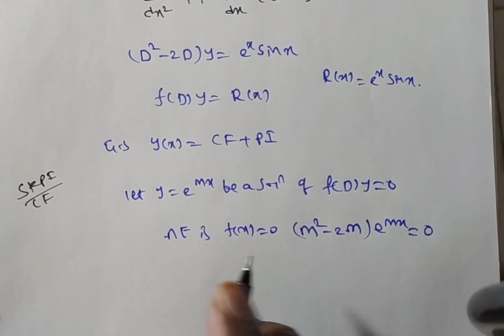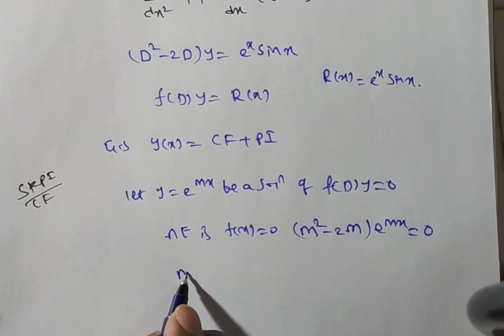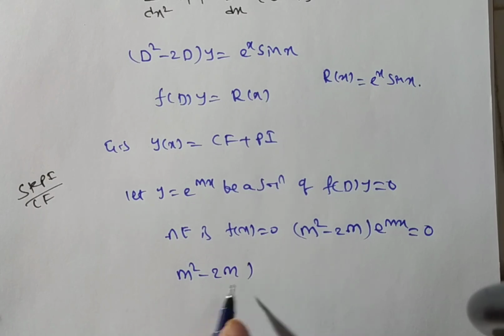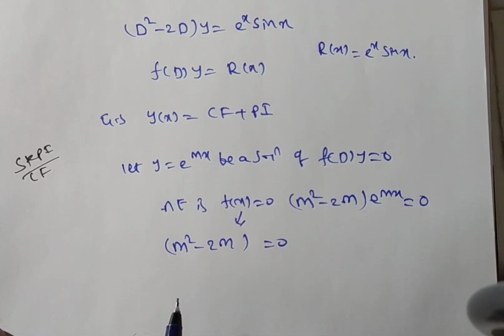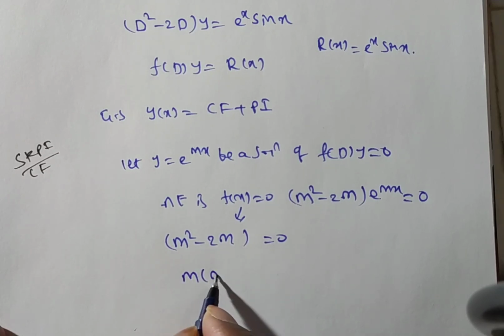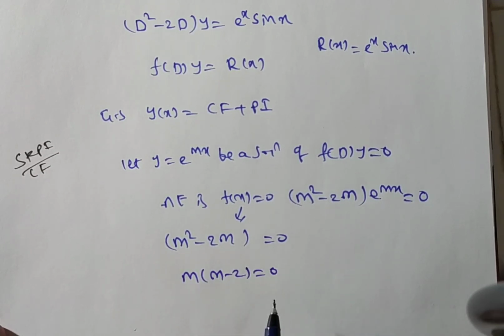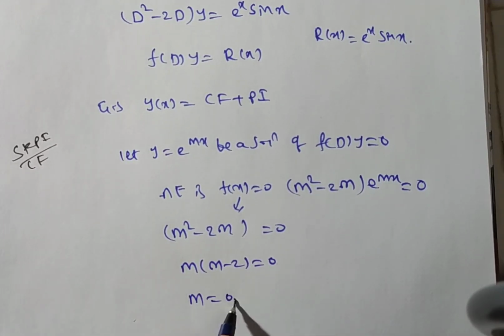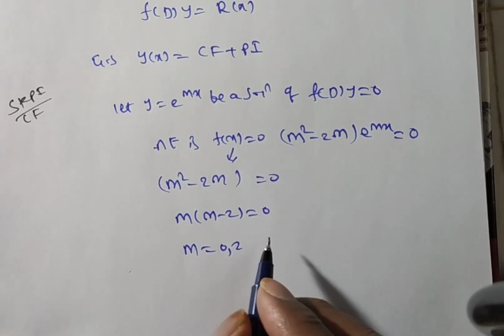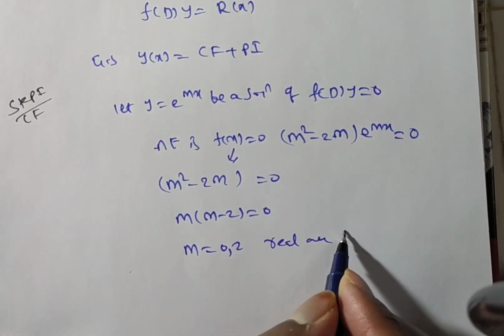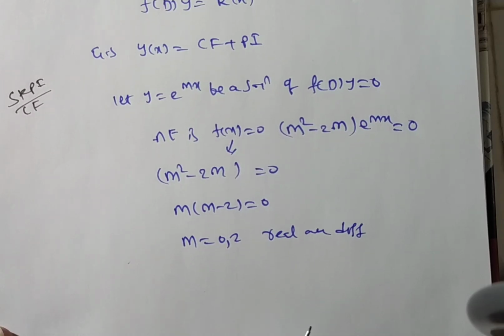Now e^(mx) is never 0, so m² − 2m = 0. You see this is f(m) = 0. Now we need to find the roots. Taking m common, we have m(m − 2) = 0. Therefore m = 0, 2 are the roots. These two roots are real and different, or you can say real and distinct.